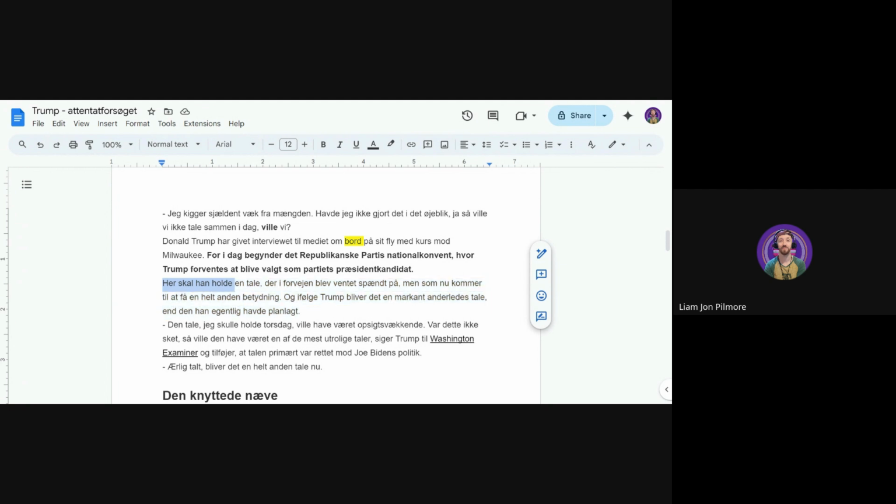Yeah, so he's going to hold a speech, which before, I'm having a hard time translating, you see. So it was highly anticipated, let's say, something like that. It was already, i forvejen, highly anticipated, but now it's going to take on an entirely different meaning. And according to Trump, it's going to be quite a different speech, markant anderledes tale end den han havde planlagt, than the one he had planned. Yeah, okay, nice.